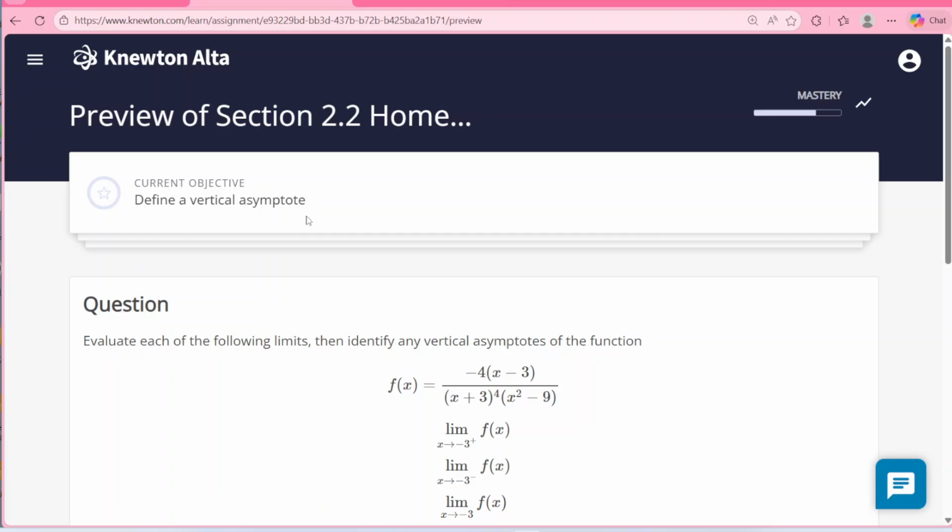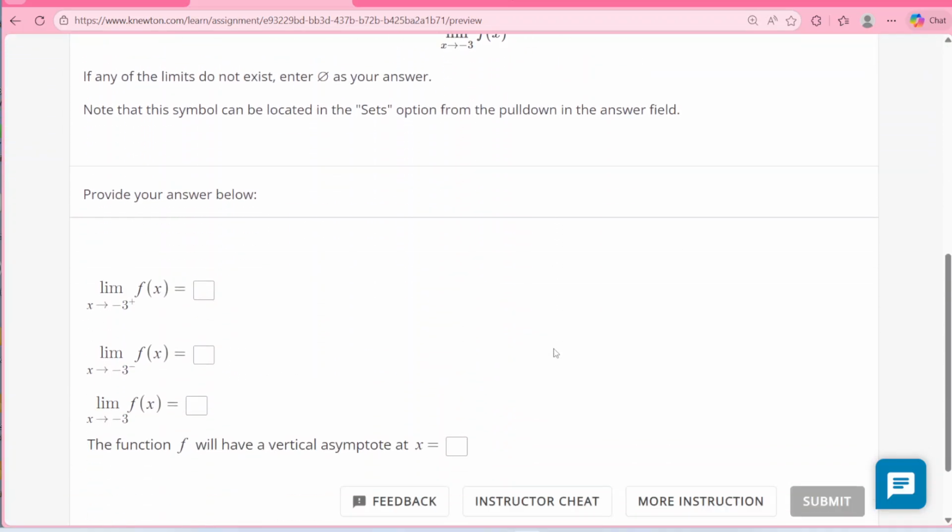So I already talked about vertical asymptotes, right? So vertical asymptote: if the left side limit or the right side limit is some kind of infinity, then you have a vertical asymptote at x equals a. So we just have to evaluate, they're asking us to evaluate these limits, and then the function will have a vertical asymptote at.